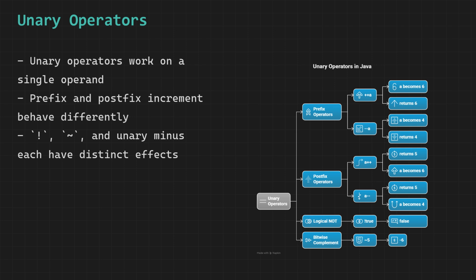The tilde operator is bitwise complement. It flips all the bits of an integer. The minus operator negates a value, giving the negative of a. These seem simple, but tilde and minus are different. Minus 5 gives -5. But tilde 5 gives -6 because tilde flips all bits including the sign bit.